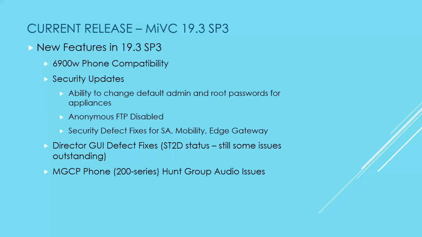Also, they did do some work to fix some known problems with, again, the older phones, the MGCP phones, the 200 series, having some issues with hunt group audio in 19.3. They did introduce a fix for some of those in SP3. So definitely, if you're having some problems with hunt group audio and you're still using the 200 series phones, there are some fixes for you in SP3 if you haven't gotten those already.